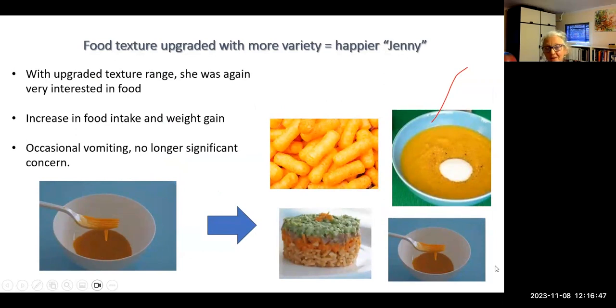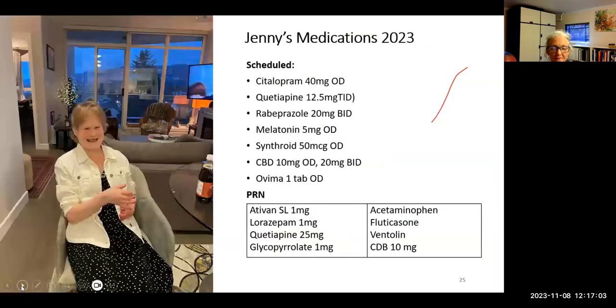So for OTs, function and quality of life is really important. Happier Jenny, she increased her food intake, weight gain, although she still had some vomiting. It wasn't the kind of significant concern that we were seeing from before.